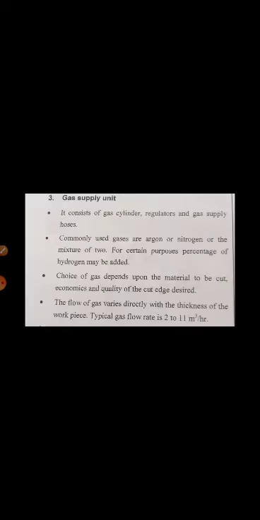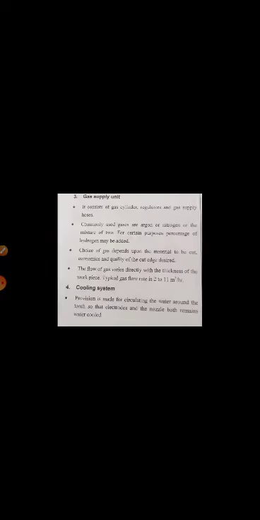Next is the gas supply unit. It consists of a gas cylinder, regulator and gas supply hoses. Commonly used gases are argon or nitrogen or a mixture of the two. For certain purposes, a percentage of hydrogen may be added. The choice of gas depends upon the material to be cut, economics and the quality of cut desired. The flow of gas varies directly with the thickness of the workpiece. Typical gas flow rate is 2 to 11 cubic meter per hour.